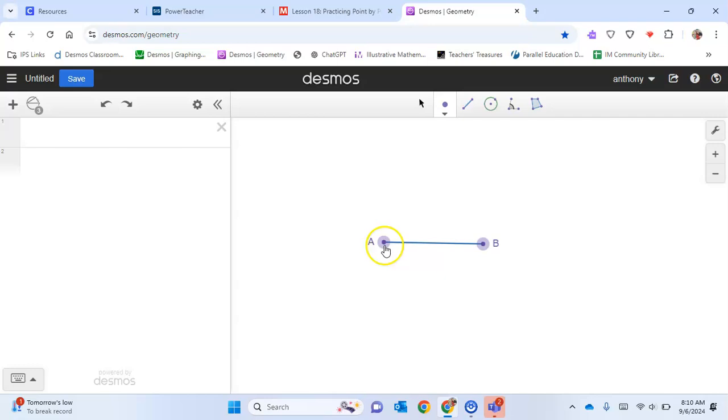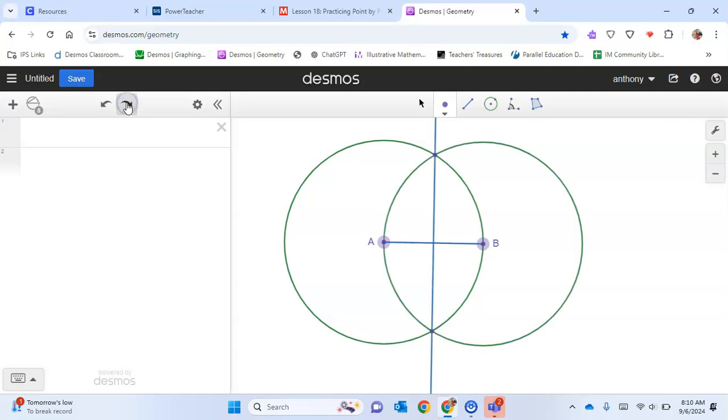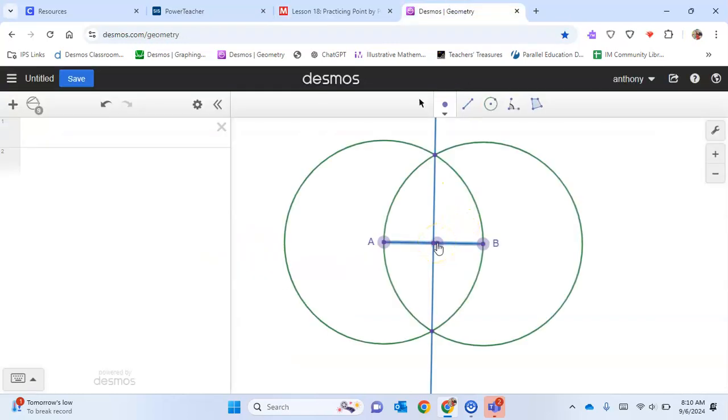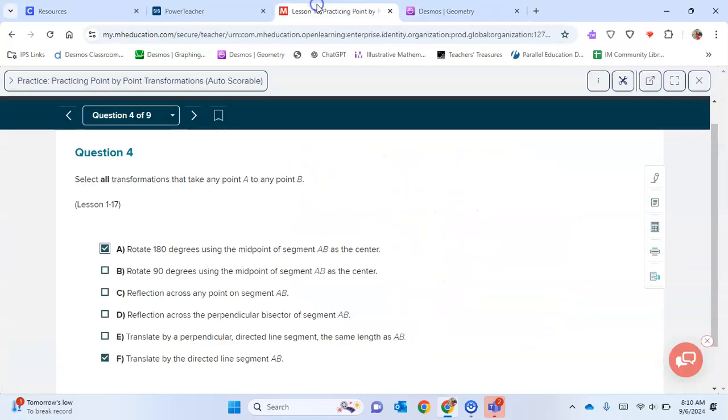So the first answer we selected just said move A to B, translate, and that would work. The second one said you flip it upside down, rotate it 180 degrees across the midpoint, and that would be the midpoint. So if you flip this upside down across this point, it would also do it. And obviously this is the perpendicular bisector. So if we reflect across the perpendicular bisector, we could get there by translating, reflecting, or rotating.